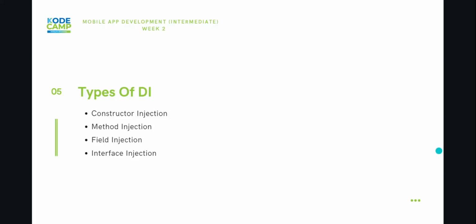So in constructor injection, your dependency is passed to the dependent class through its constructor. Now the second one is method injection. Here, dependencies are passed to the dependent class through methods. That's just how it is. The whole types of DI is just how the dependency is actually passed. So it's passed through the constructor, passed through the method.